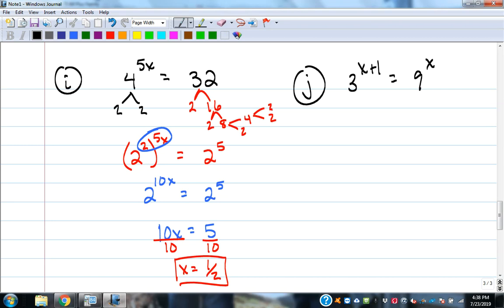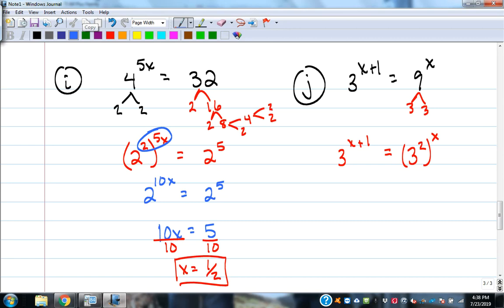Well, the bases aren't the same, so I can't set up an equation to solve yet. So I've got to get the bases the same. I know 3 is prime. 9 is not, but 9 is related to 3. It's 3 times 3, right? So that's really 3 squared to the x. This is 3 to the x plus 1.